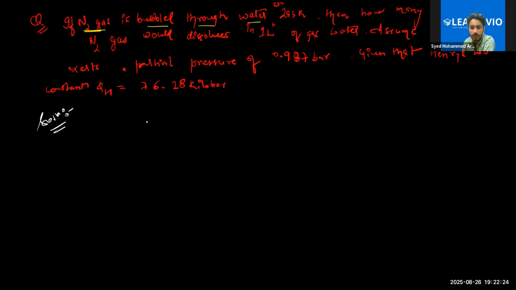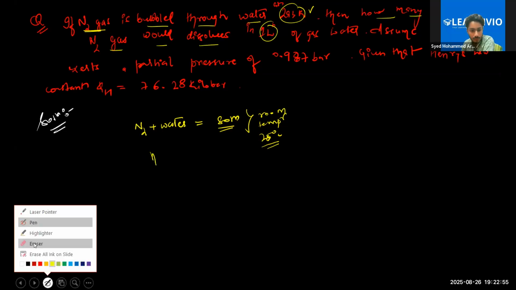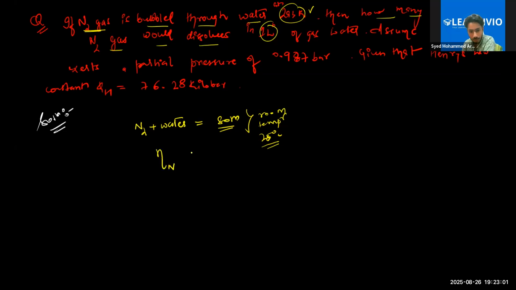Basically, this is a solution of N2 gas and water. This makes a solution, fine. At 293 Kelvin, that means it is at room temperature, which is 25 degrees Celsius. Fine. Now see, then how many millimoles of N2 gas would dissolve in 1 liter? So the question is how many millimoles? That means how many N2 moles. Basically, the question is asking you to tell me the moles of N2 in terms of 10 to the power minus 3.